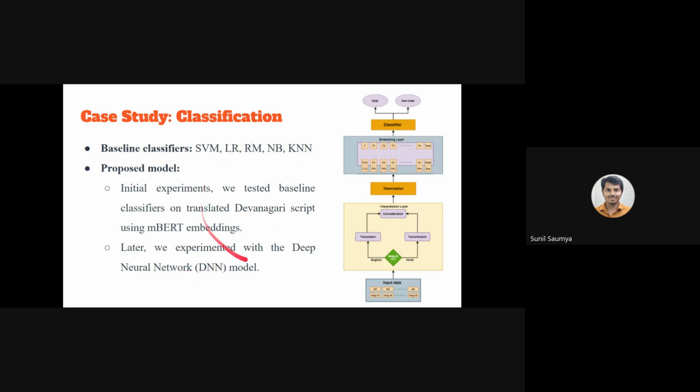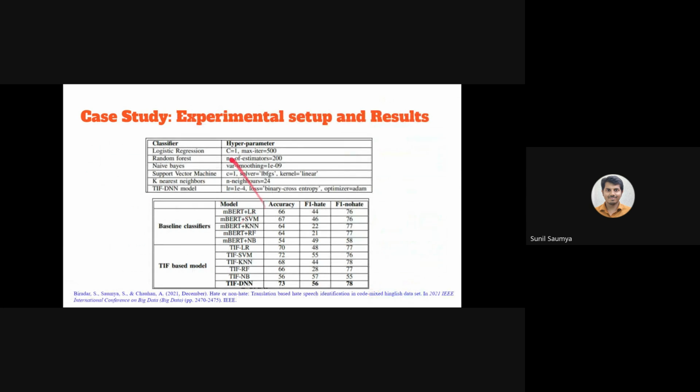For all these models, the input was the Devanagari script, and the embedding we got from mBERT for that script. So the embedding came from mBERT, but the classifier we kept was a baseline classifier: SVM, logistic regression, and DNN, with hyperparameter tuning for all these different models. We got this result.